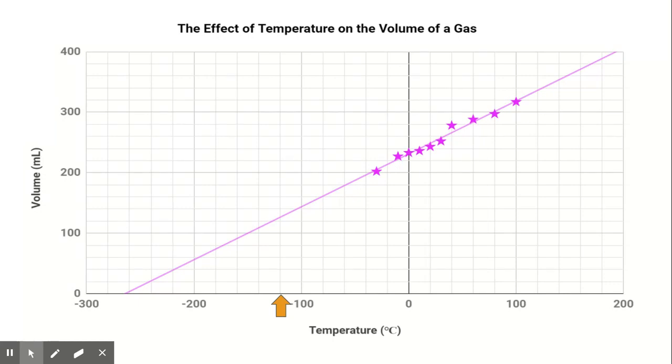Let's look at an example on a real graph. This graph shows the effect of temperature on the volume of a gas. If we heat a gas, it expands, the volume gets greater. If we cool a gas, the volume decreases.